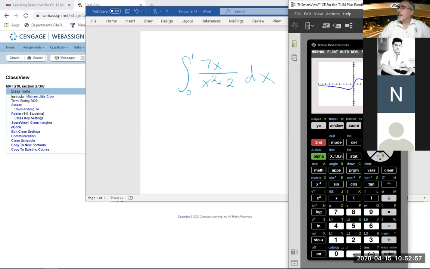So what we do is second calc. We do 7, which is integrate. The lower limit is 0. Enter. The upper limit is 1. Enter. Notice it fills in there, and we've got 1.419.